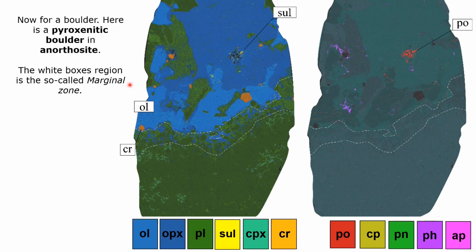So this time we're going to be looking at a pyroxenitic boulder in anorthosite, and we're going to pan upwards through that boulder. So firstly, looking at the base, we can see the occurrence of coarse-grained anhedral olivine together with coarse-grained orthopyroxene, and we're also seeing occurrences of chromite as well as sulfides, which are primarily pyrrhotite.